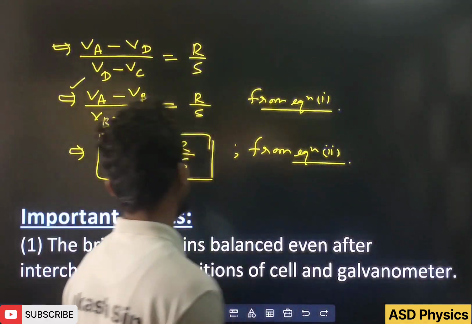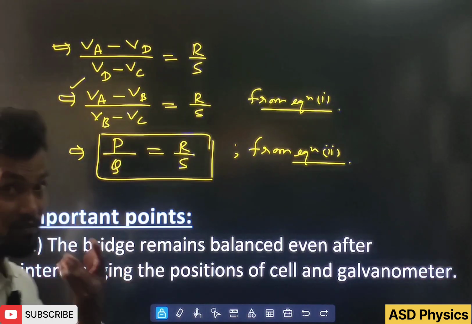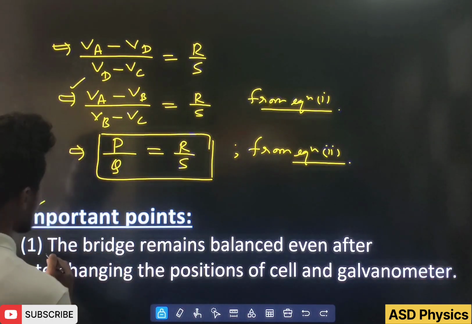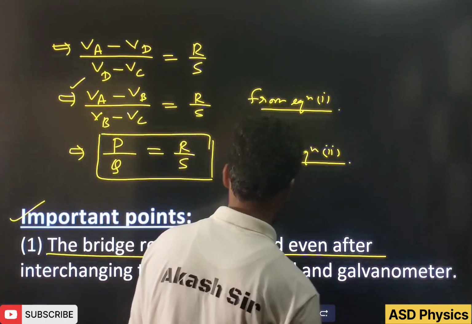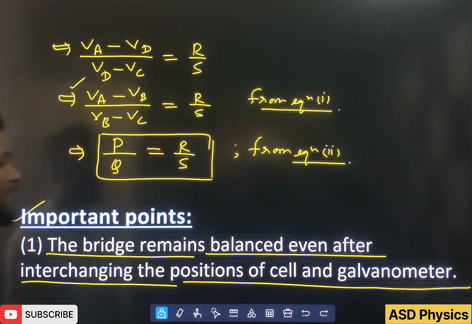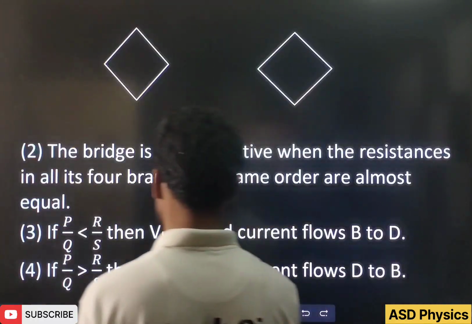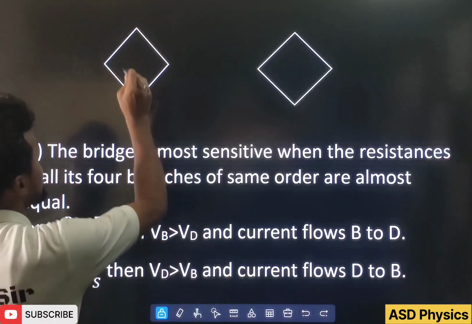Okay, this is clear. Now after that, let us write some important points, very, very important. First one, a question used to come in the exam. See, the bridge remains balanced even after interchanging the positions of cell and galvanometer. So if we interchange the position of cell and the galvanometer, what will happen? The bridge will be balanced.